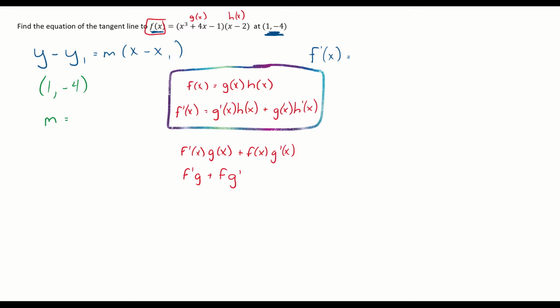But it's easier to think of it so you don't get messed up with that f, g, h and stuff. It's just the derivative of the first function times the second plus the first function times the derivative of the second function.